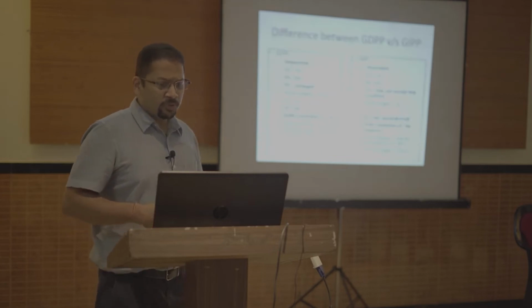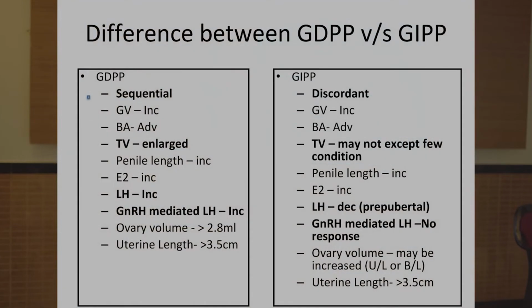So the most important slide is how to differentiate whether it is GDPP or GIPP. In GDPP, the most important feature is the clinical development of growth, because that will give an idea of the patient if we have a central cause. However, in GIPP it is discordant. Another thing is that bone age and growth velocity can be advanced in both conditions.